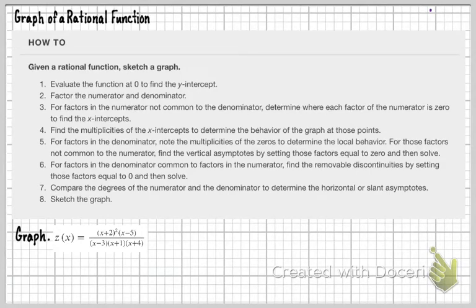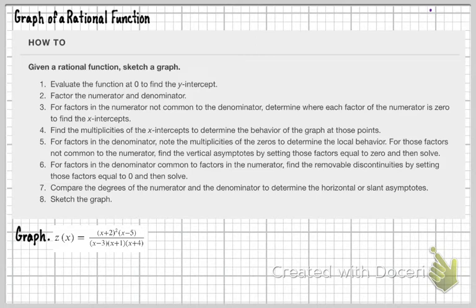Graph of a rational function. Now we're going to talk about graphing rational functions. In the last section, properties of rational functions, we talked about most of these components here. So now we're going to put them all together so that we can actually create a complete graph.